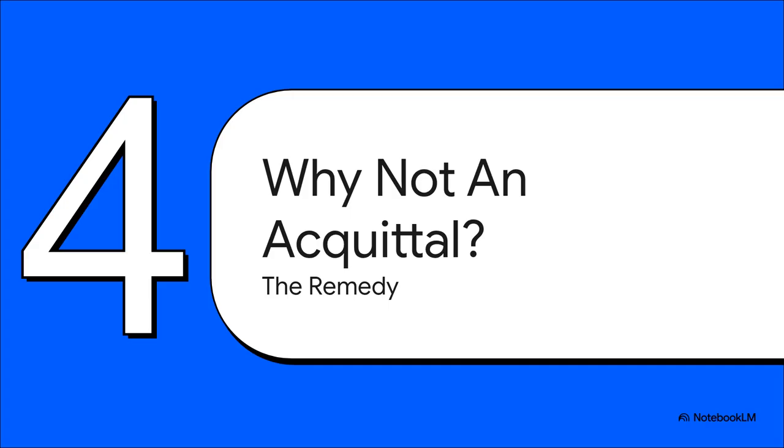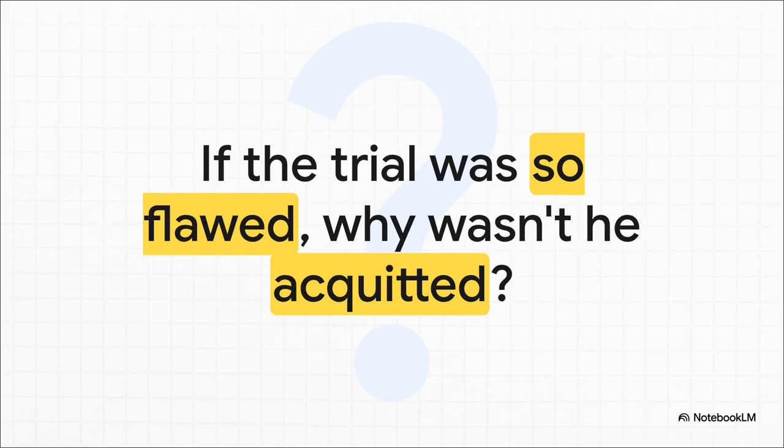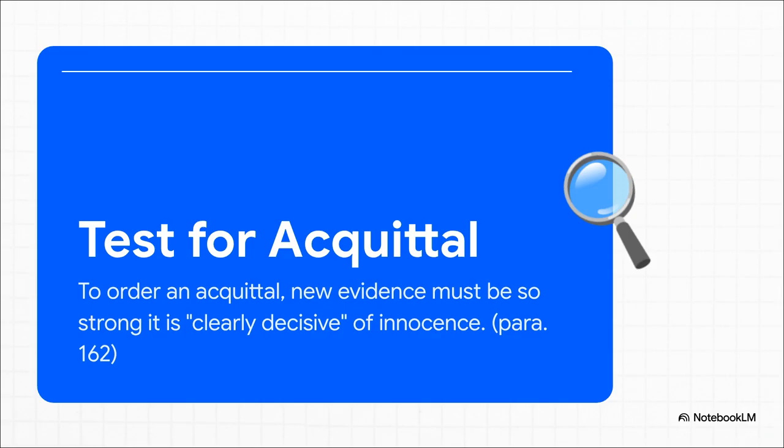Okay, so the trial was a mess, right? The judge's instructions were biased, the eyewitness testimony was super shaky, the alibi was completely mishandled, so that leads to a pretty logical question. You're probably wondering, if the trial was this bad, why didn't the court just acquit him? Why not just say, he's innocent, let him go? Why order a whole do-over with a new trial? And the reason comes down to this. The legal bar for an appeal court to step in and grant an acquittal is incredibly high, like almost impossibly high. Any new evidence can't just create some doubt. It has to be, in the court's words, clearly decisive of innocence. It has to basically prove it.